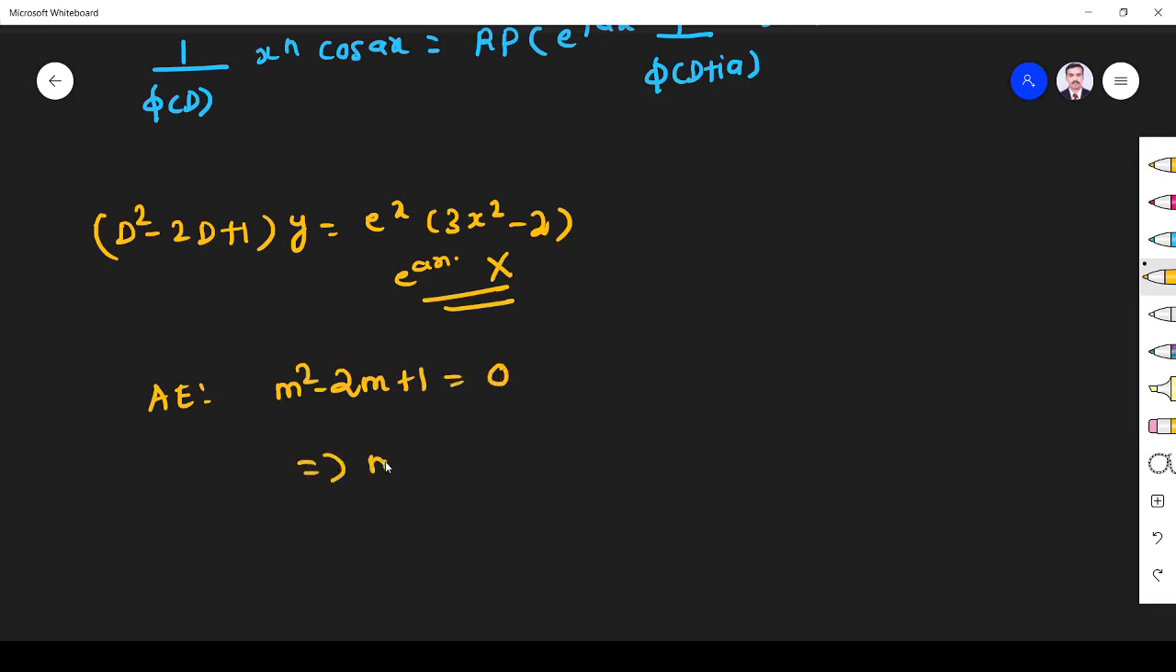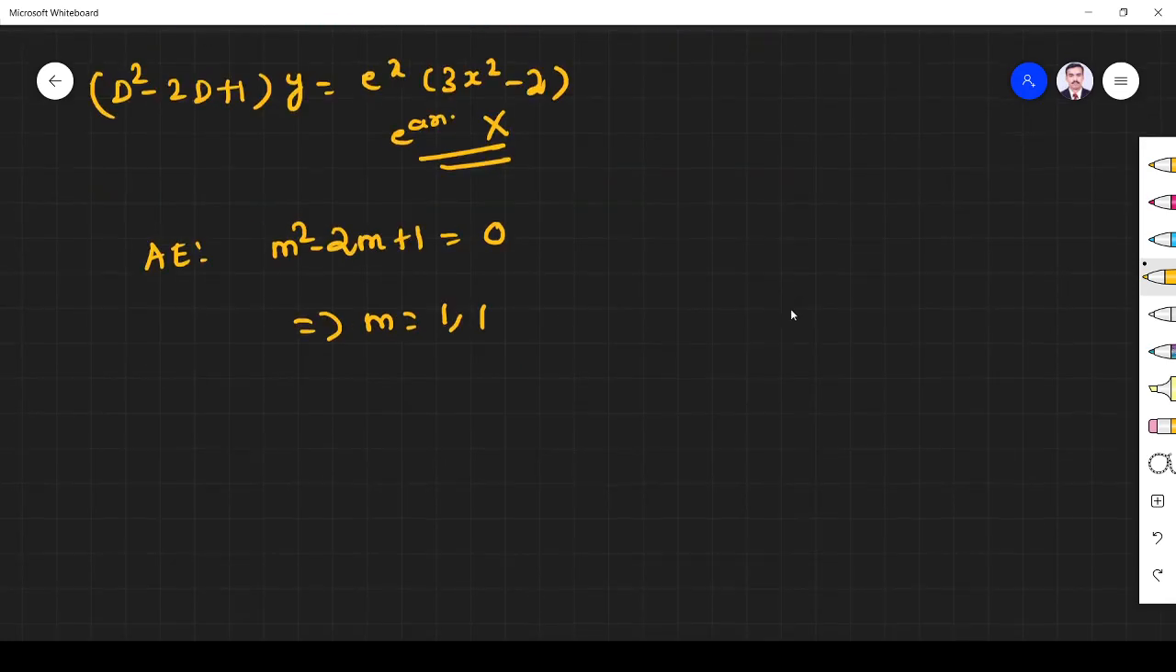So m is equal to 1, 1. So two real and equal roots. This is the auxiliary equation. Now the complementary function, CF, is equal to, what happens with two equal roots? (ax + b) e^x.